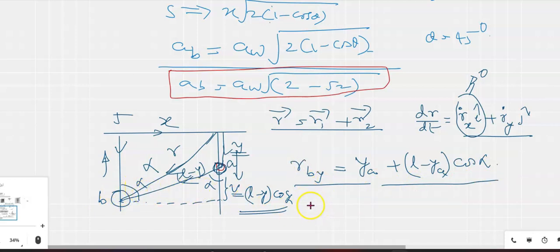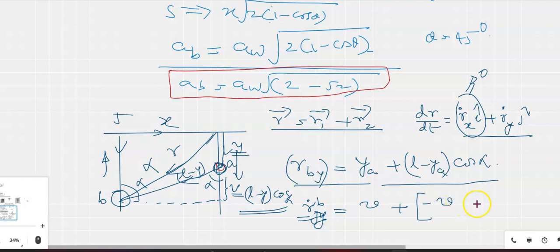So what we do is we try to differentiate. This is the velocity that we are looking for, that is d of rby by dt. This is ring b. The y component of the velocity of the ring b is equal to the velocity of the ring a, which is given to be v, plus here we are having L minus ya. So this gives us minus v, dya by dt is v.